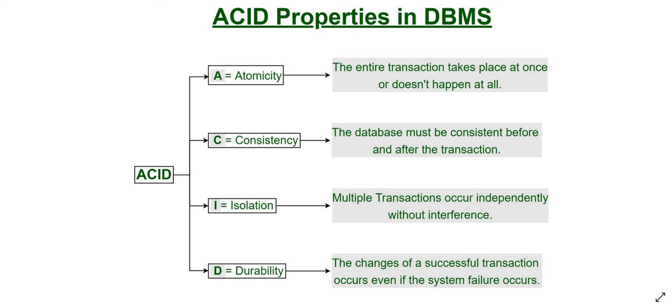What atomicity says is that the entire transaction takes place at once or doesn't happen at all. I can explain this with an example. Let's take an example of an ATM transaction. When you go to the ATM, you put the card into the machine, and suddenly, in the middle of the process, while you are entering your PIN, the power goes off. So the transaction is incomplete.